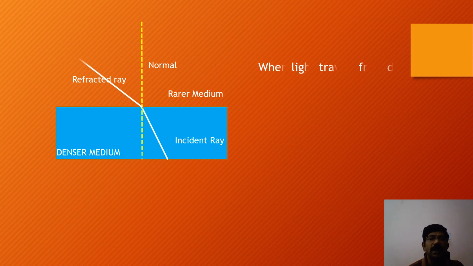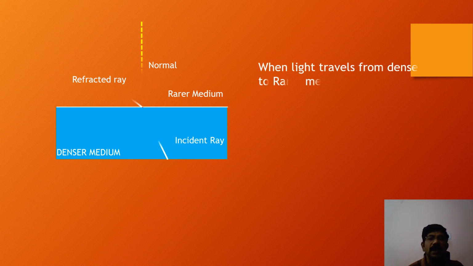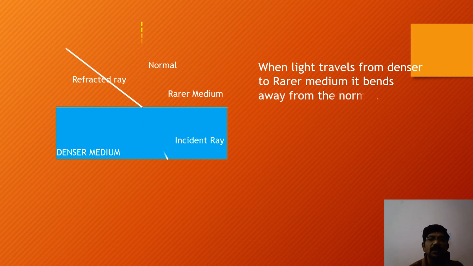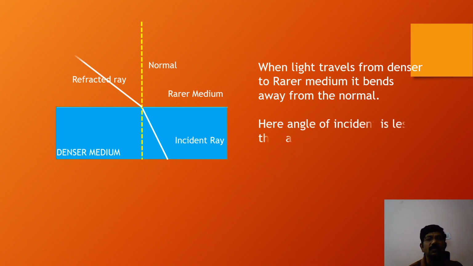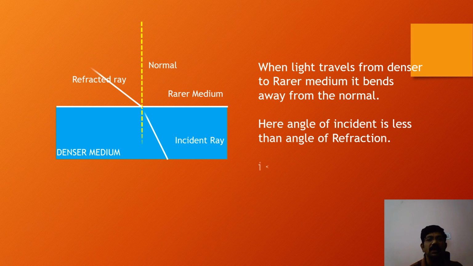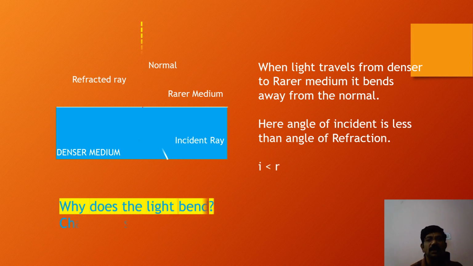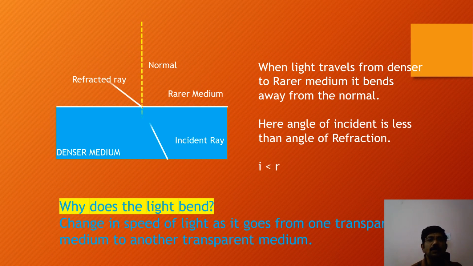Now, a normal is a line drawn perpendicular to the surface at the point of incident. The light ray bends away from the normal. This light ray is known as the refracted ray. What do we call it? Refracted ray. This is the angle made by the refracted ray with the normal. This is the angle made by the incident ray with the normal.